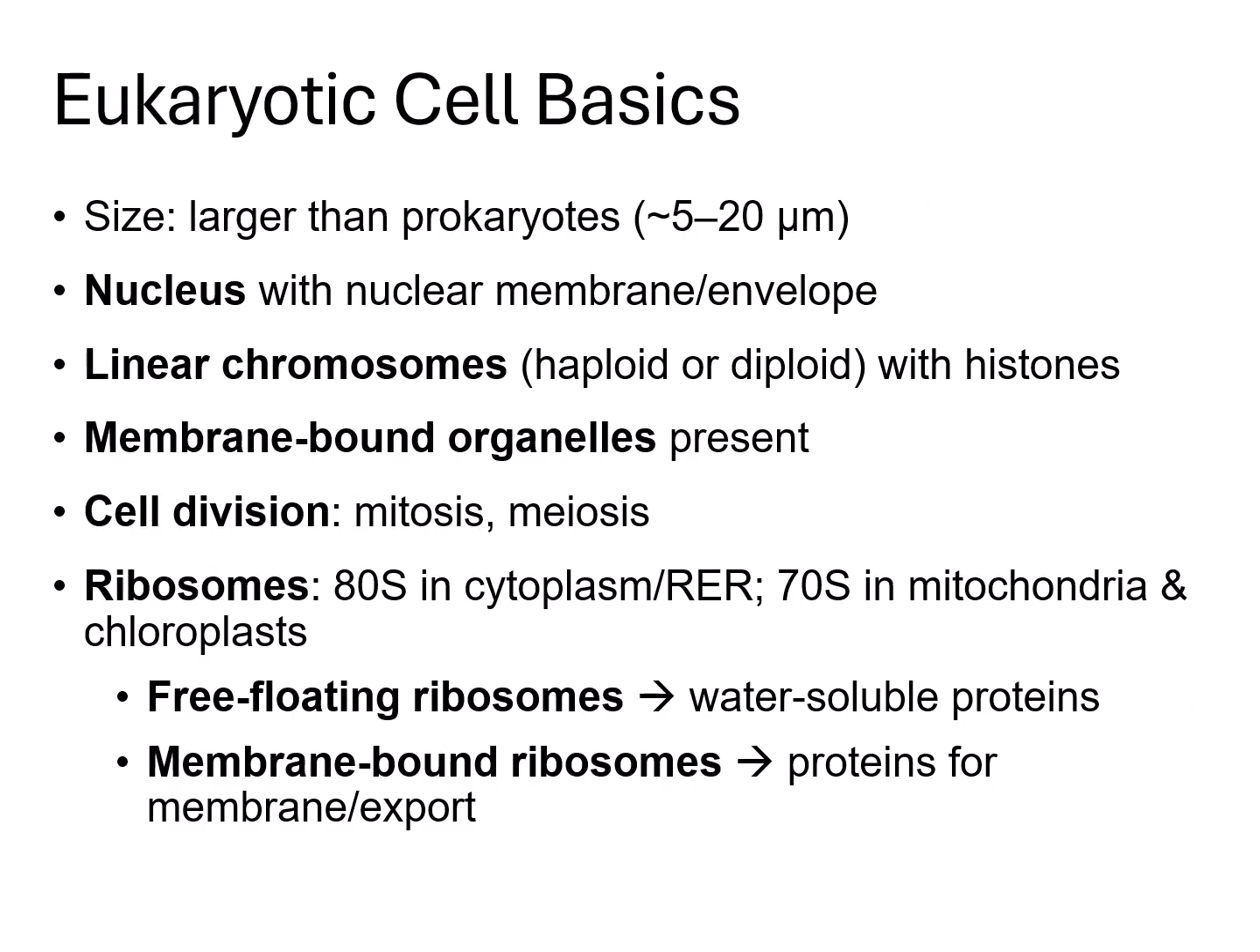Eukaryotic cells are generally larger than prokaryotes, typically between 5 to 20 micrometers. Their most important and largest feature is usually the nucleus, which is surrounded by a nuclear membrane or nuclear envelope, and this houses the linear chromosomes, which are wrapped around proteins called histone proteins. Unlike prokaryotes, eukaryotes also have membrane-bound organelles like mitochondria and chloroplasts, and these cells divide by mitosis or meiosis, not by binary fission like we saw in prokaryotes.